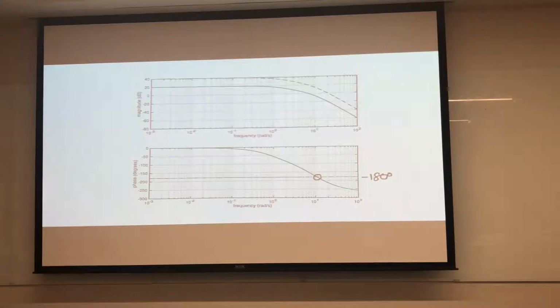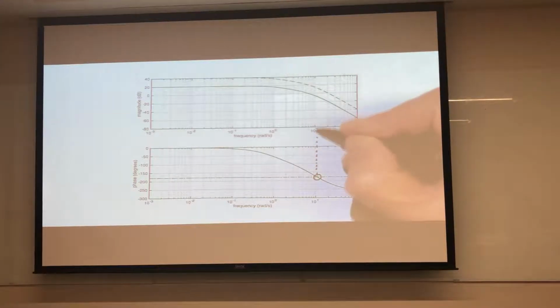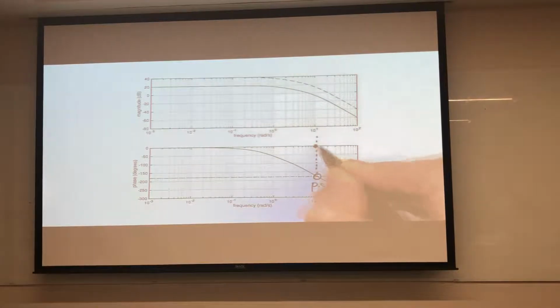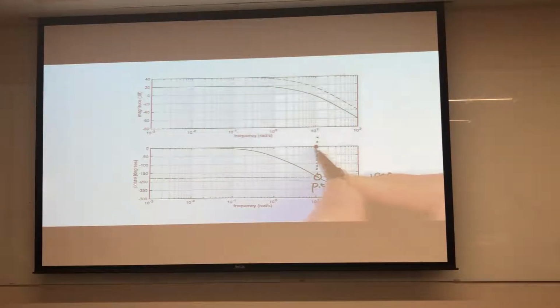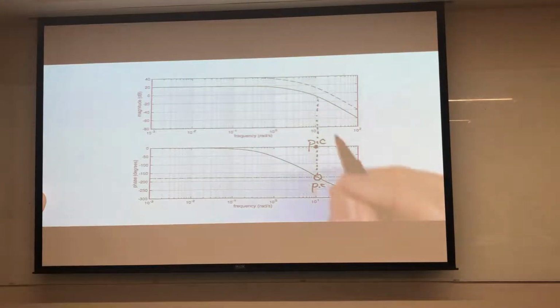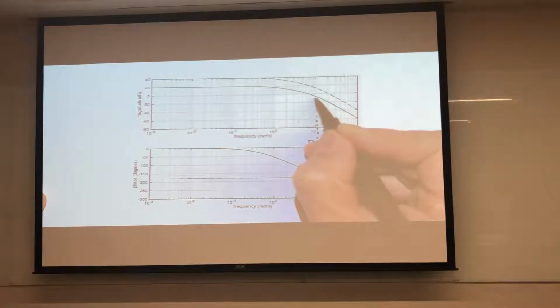Because then we can come up here from the phase crossover. This is the phase crossover frequency. We have to be able to identify this phase crossover frequency and express it in the correct units. It's in frequency. And then we can take a look at the difference between the actual gain and 0 dB.